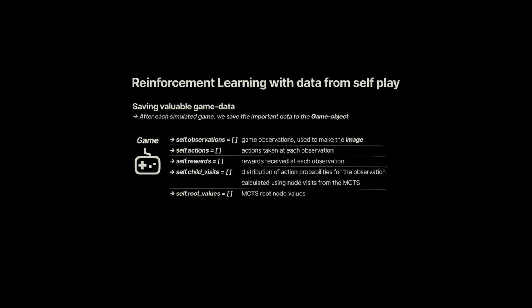So we use reinforcement learning with data from the self-play we just talked about. For each game we simulate, we save important data to the game object. The game object is responsible for both playing the game, but also storing valuable data we need for creating a training set. So we have observations, which are actual game observations, actions, rewards, child visits. That's a policy distribution of each root node of game state. And we have the root values, which are the Monte Carlo tree search root node values. We will talk about these later.